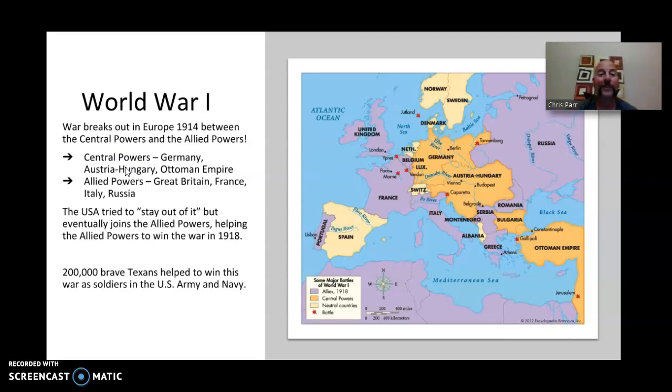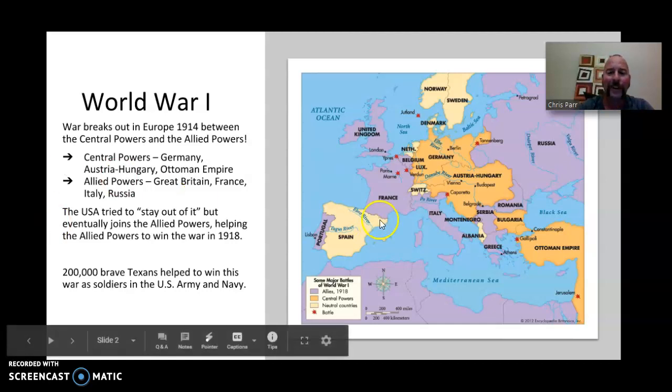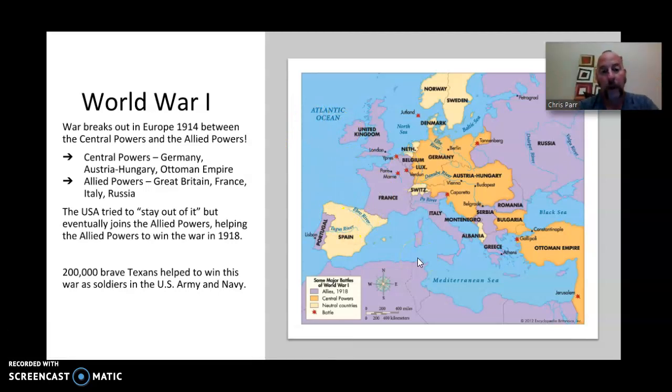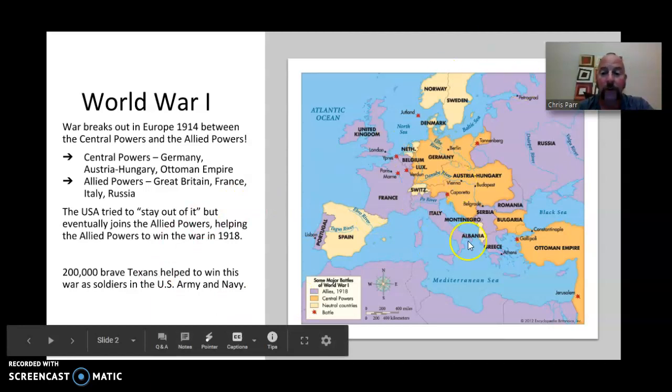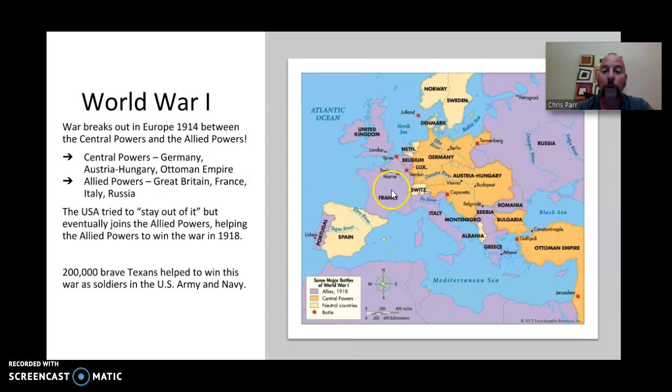In the early 1900s, in 1914, war breaks out in Europe. And you might say, hey, Europe, what's that have to do with us? Well, we'll get to it in just a second. Basically, there were two teams in this war: the Allied powers and the Central powers. If you look at this map here, the Central powers are in orange and the Allied powers in purple.